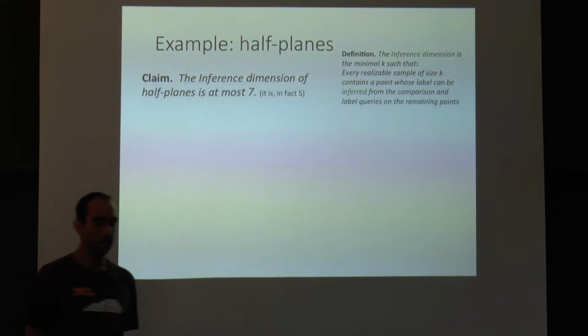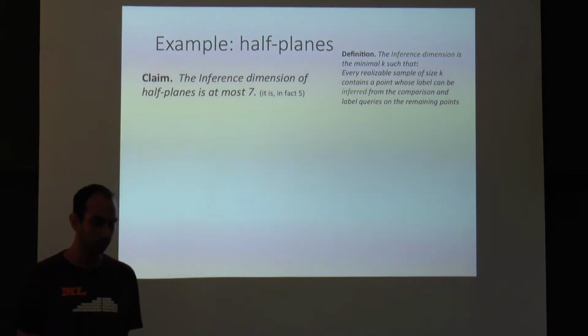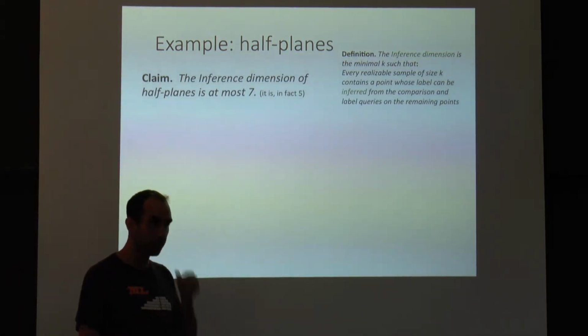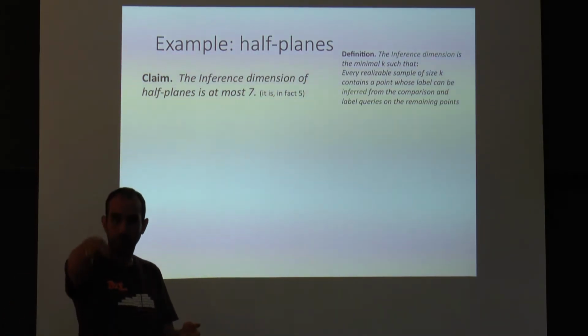Okay. Now I want to claim that the inference dimension of half planes is at most 7, and it is in fact 5. But we will see why it is at most 7. So again, given any realizable sample of 7 points, I need to show you some point there that can be inferred.